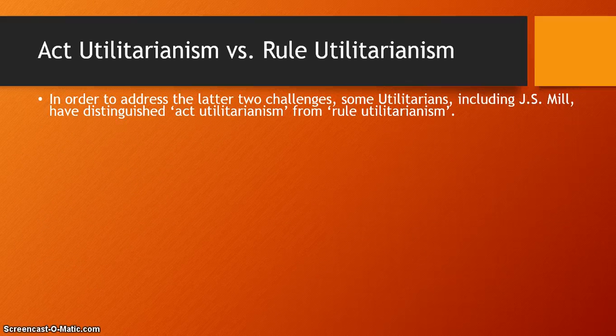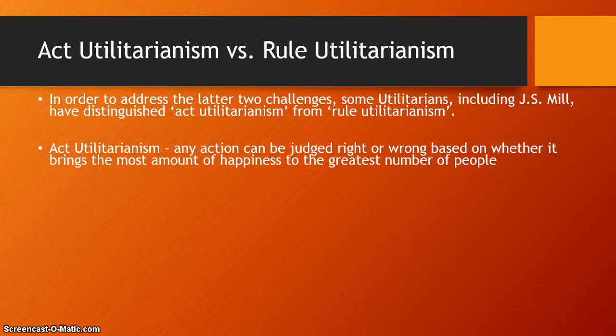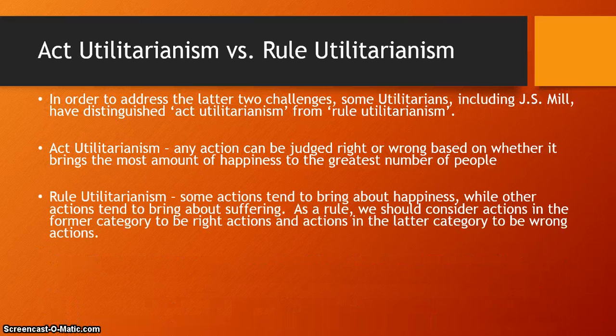In order to address the latter two challenges, you can take a look back at those challenges to remind yourself, if you need to. Some utilitarians, including John Stuart Mill, have distinguished act utilitarianism from rule utilitarianism. Act utilitarianism, to remind you, is that any action can be judged right or wrong based on whether it brings the most amount of happiness to the greatest number of people. Rule utilitarianism, on the other hand, suggests that some actions tend to bring about happiness, while other actions tend to bring about suffering. As a rule, we should consider actions in the former category to be right actions, and actions in the latter category to be wrong actions.